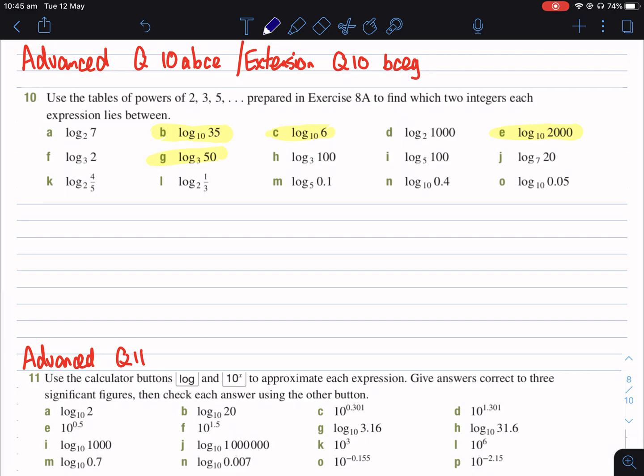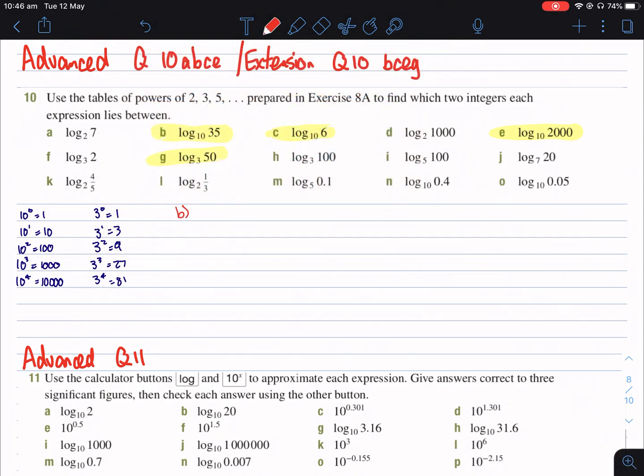So for the powers of 10, we've got 10 to the 0 is 1, 10 to the 1 is 10, 100, 1,000, 10,000. I'm also going to want base 3. So 3 to the 0 is 1, 3 to the 1 is 3, 3 squared is 9, 3 to the 3 is 27, 3 to the 4 is 81. I think that's as far as I'm going to need to go.